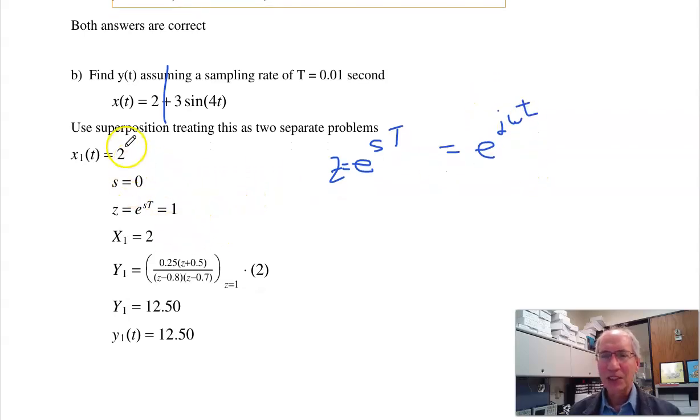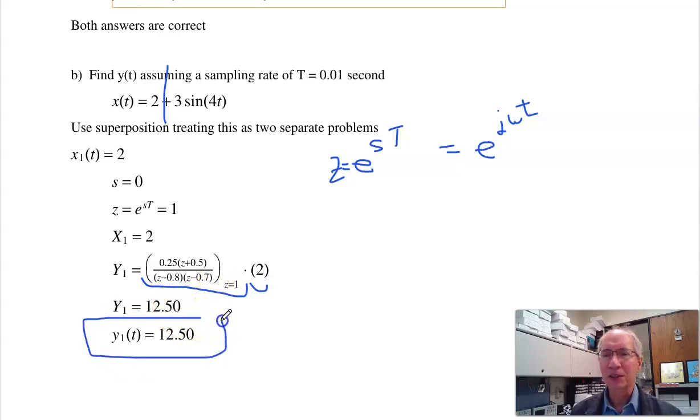So, when x is 2, s is 0, z is e to the st, or z equals 1. The phasor representation of the number 2 is the number 2. This is the gain everywhere. Find the gain at z equals 1 times the input at DC gives you a number. What that represents is a constant. At DC, y of t is 12.5.